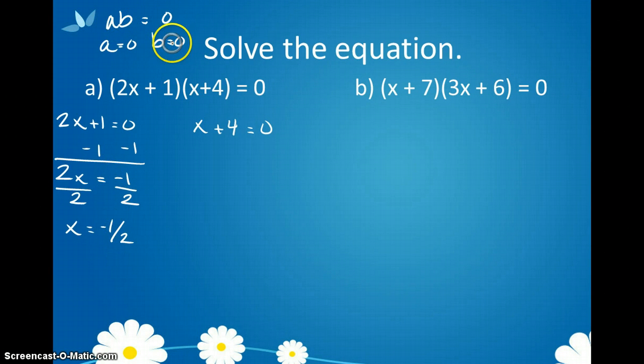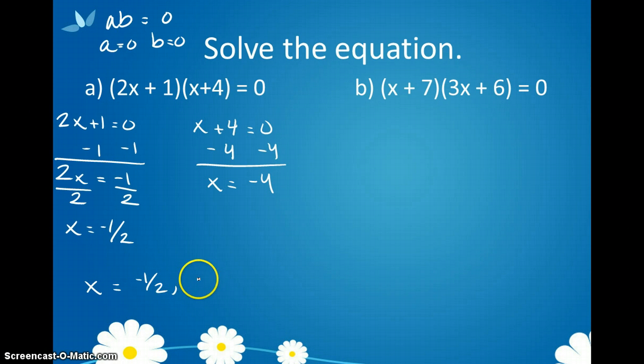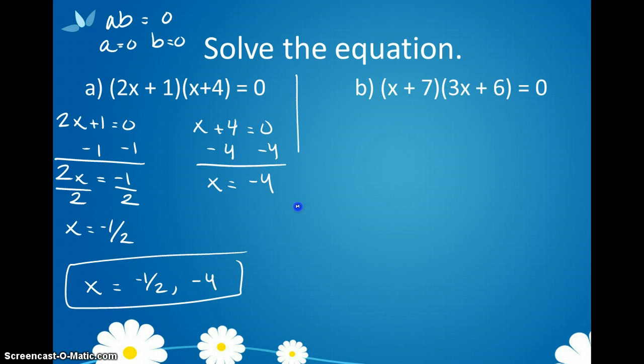That's one answer. That's like the A part of it. The B part of it is to now do the same thing with the other equation that we just created. When I subtract 4 from both sides, I get x equals negative 4. So on an answer column, you would say x is equal to negative 1/2 or negative 4, and that would be your final answer.